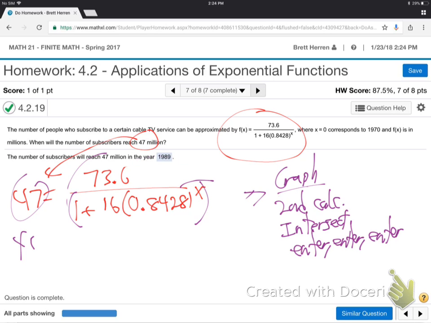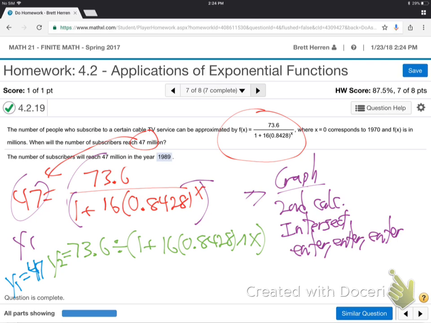Parenthesize that whole denominator. So it's going to become 73, so y2 will be 73.6 divided by parentheses 1 plus 16, another parentheses, times 0.8428 to the power of x, parenthesis. See all that? And y1 is 47. So put y1 in as 47. Put y2 in as that whole big thing there.